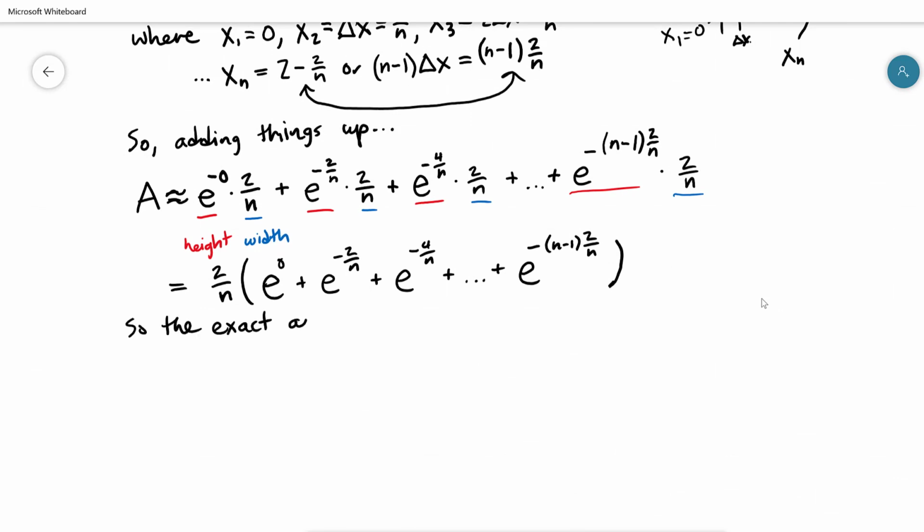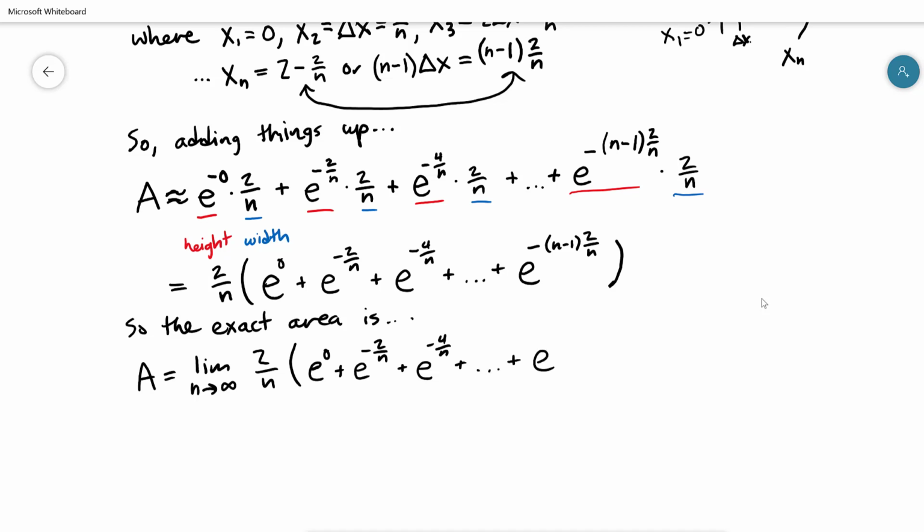That means the exact area comes if we take the limit. So I just need to take the limit as n goes to infinity of 2 over n times this mess. e to the 0 plus e to the negative 2 over n plus e to the negative 4 over n plus dot dot dot e to the negative n minus 1 times 2 over n.